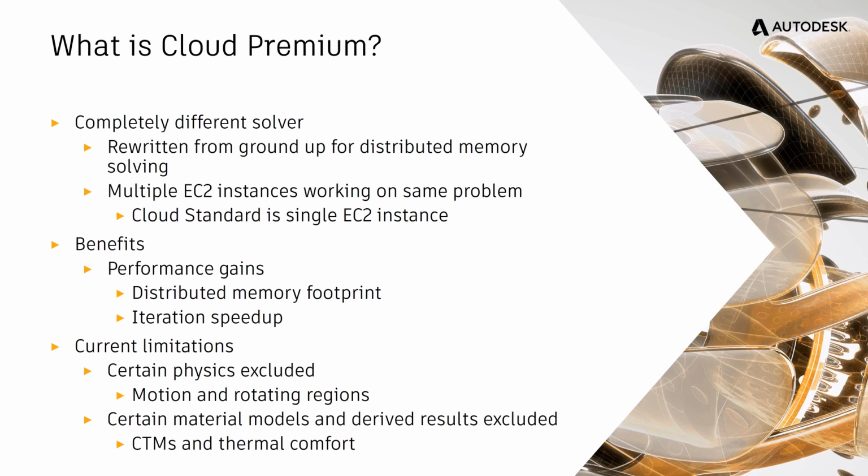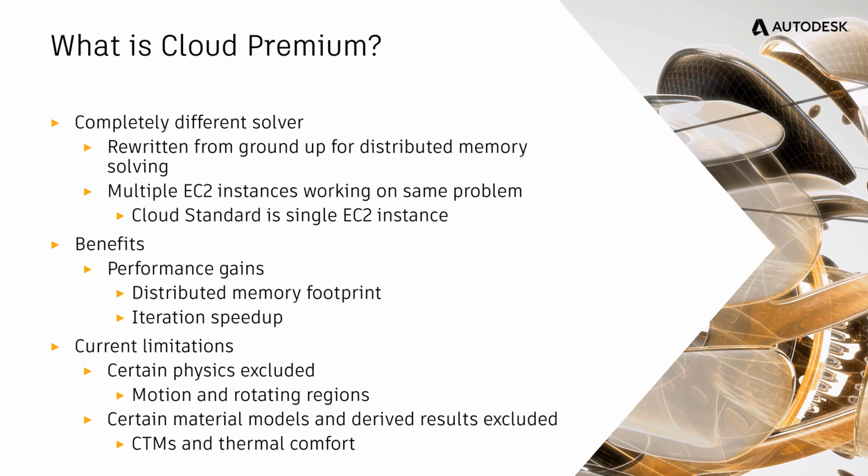But what also is happening, because you're distributing that compute, you're breaking the problem down into smaller chunks, is that you should be getting iteration speedups. So overall, it means you're efficiently using the hardware where you can solve bigger problems and you can solve them faster. So there are current limitations to it. Luckily, with these limitations, they're just really certain physics are excluded and certain material models. So just certain aspects. You can't solve everything in Cloud Premium that you can solve in cloud, but you could solve most problems in Cloud Premium that you could solve in cloud.